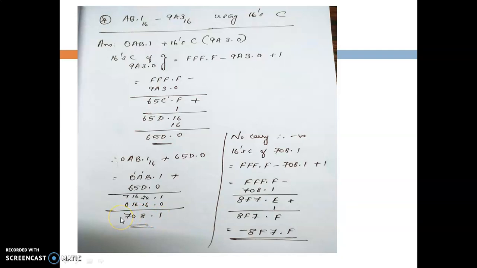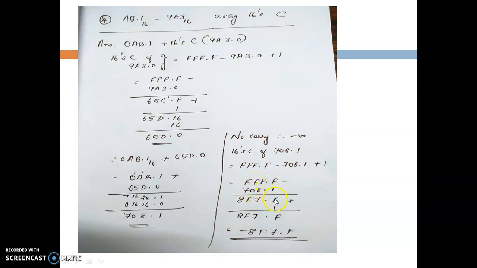It means that the result is negative. So you are taking the 16's complement of this result. What is the 16's complement of 708.1? It is F minus 708.1, which will give you the 15's complement of this number, plus 1. So you find this part alone first: F minus 708.1.